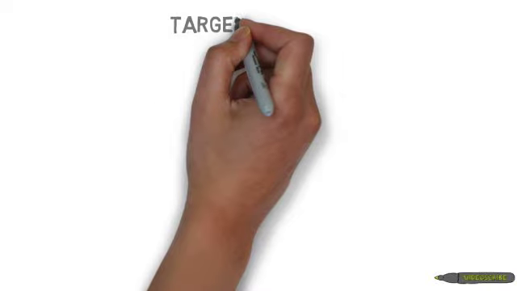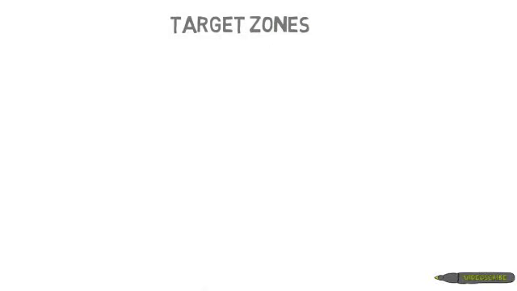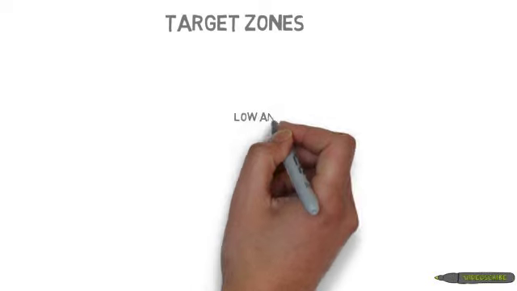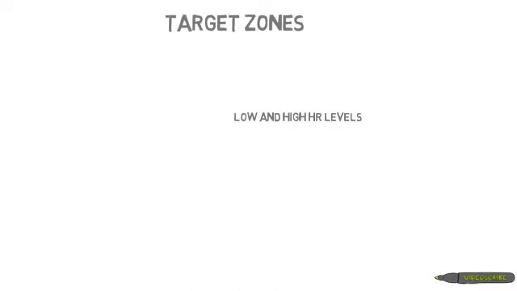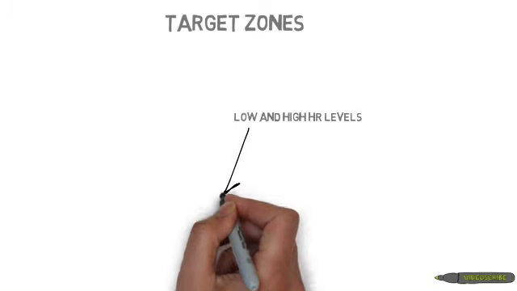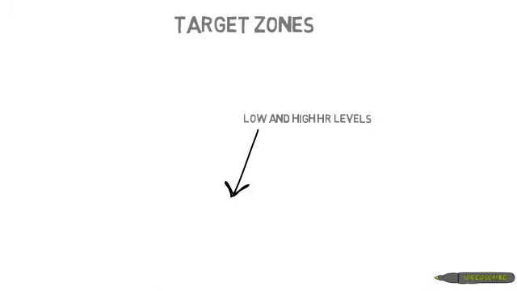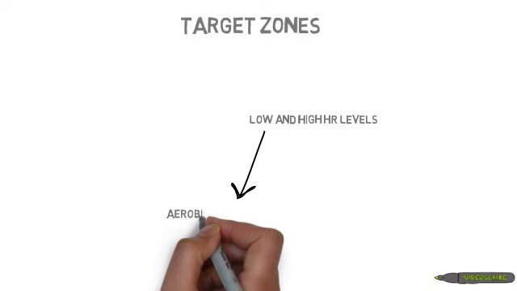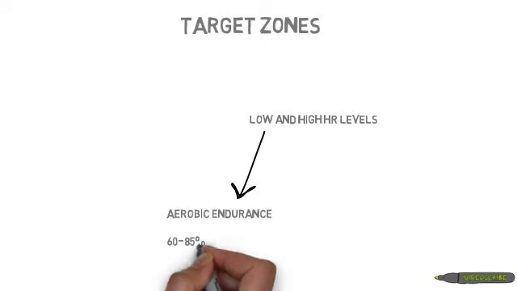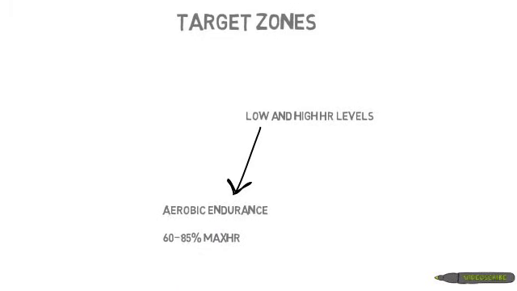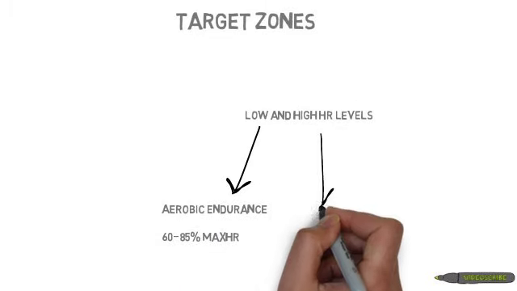Training intensity is referenced by training zones. A target training zone is the range of heart rate values that should be worked within during training. These zones are based on an athlete's training goal. Someone training for aerobic endurance would need to work between 60 and 85% of their maximum heart rate.